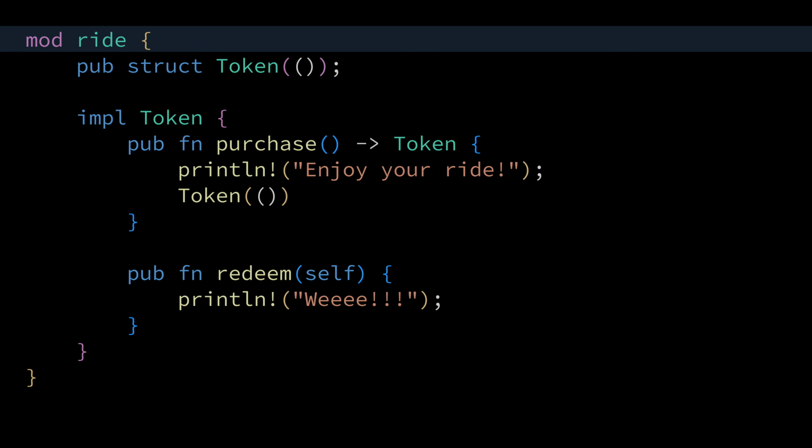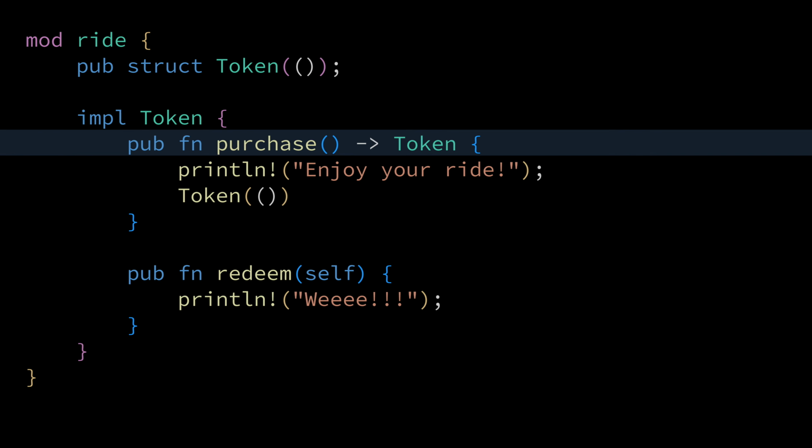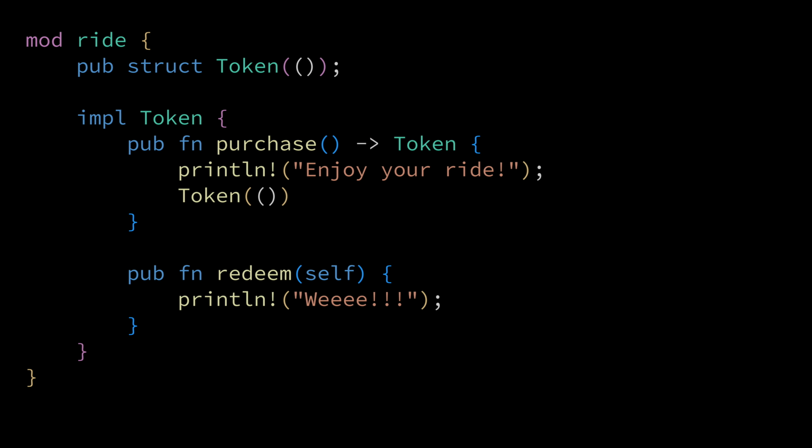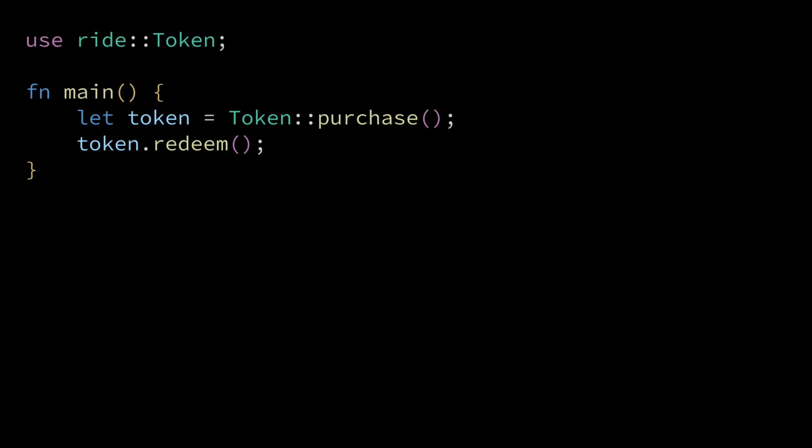This is all inside a module called ride, which I've written inline this time, but it could equally be in a separate file. So we have a purchase function that prints "enjoy your ride" and then returns a token. And the token has a method called redeem that takes self by value and prints out "whee!" Cool, so let's take it for a ride. In main we call purchase, we get back a token, and then we call token.redeem.